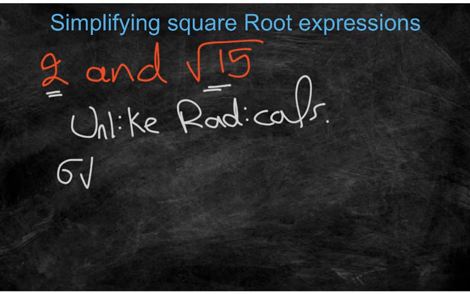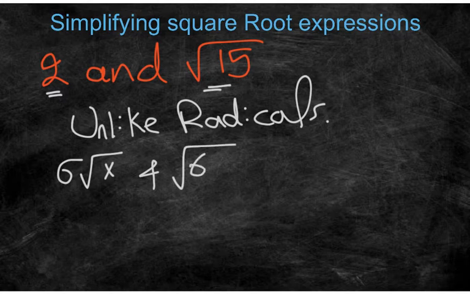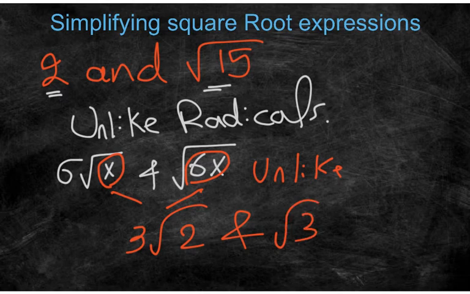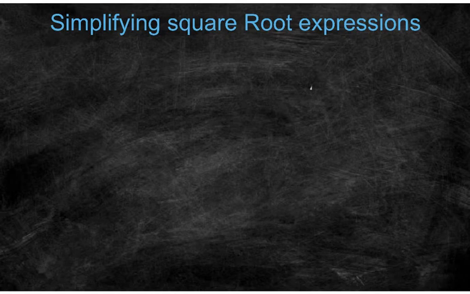If we have 6 square root x and square root 6x, are they like radicals? Here we have x inside the square root and here we have 6x. Not the same, so they are unlike radicals. And if we have 3 square root 2 and square root 3, also unlike radicals. Now let's get some practice simplifying radical expressions that involve variables.